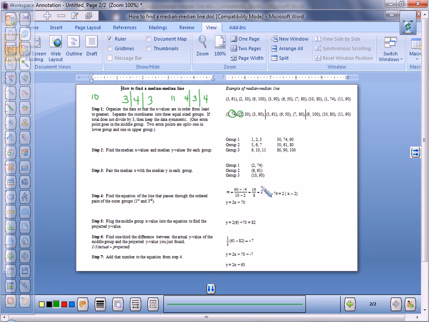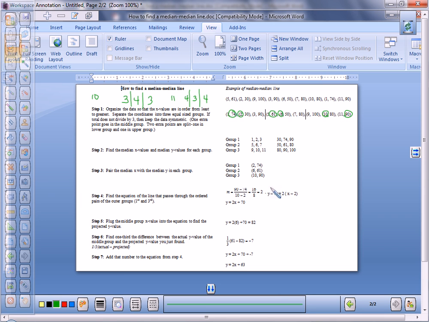Okay, what's my middle x? 6. What's the middle y? Looks like 61. 6, 61. Let's look at the last group. What's my middle x? 10. What's my middle y? 90. 10, 90 is that third one. Okay, any questions about that?